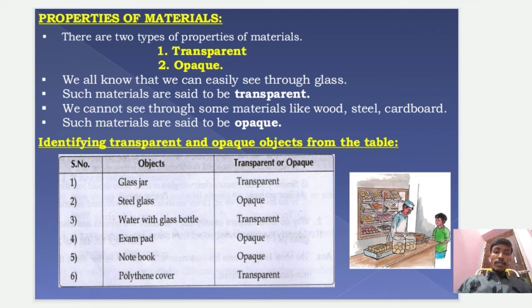And here, identify the transparent and opaque objects in the table. Here there are 6 objects. Which one is transparent, which one is opaque? Here the glass jar is transparent, the steel glass is opaque, etc. We are giving them in the table. You must learn this table.